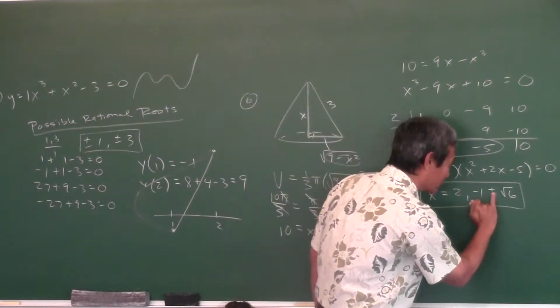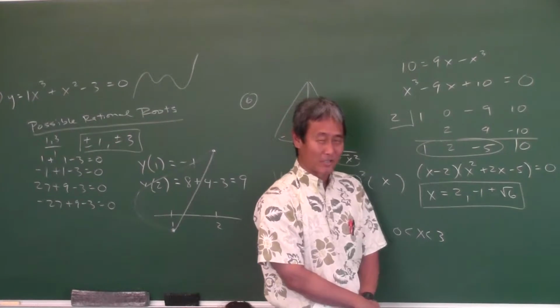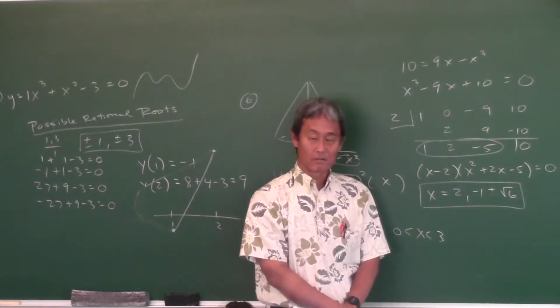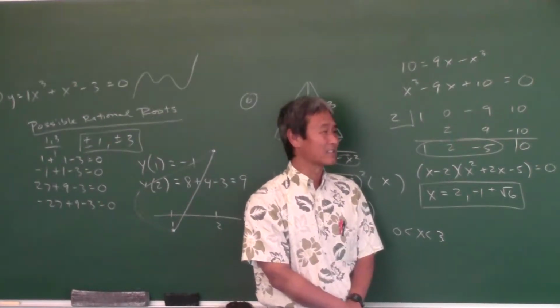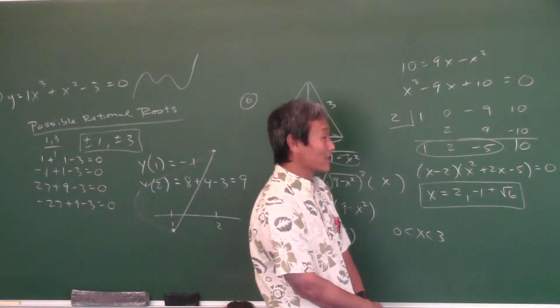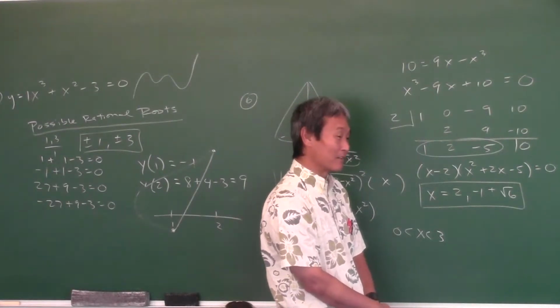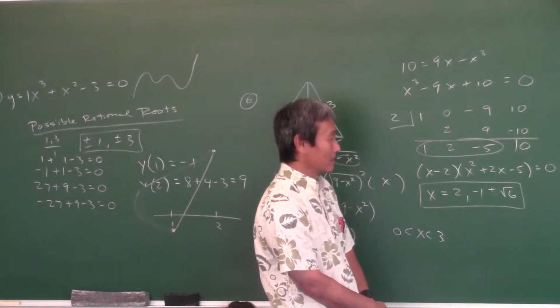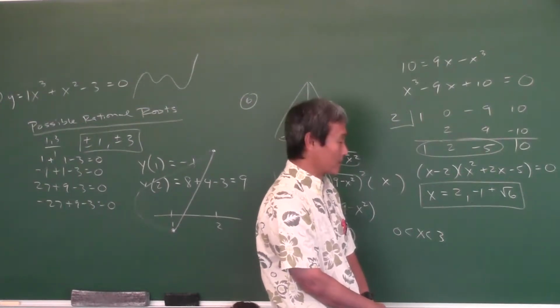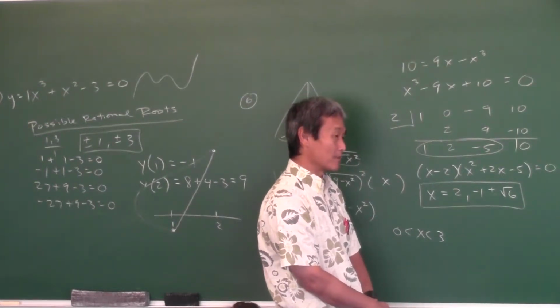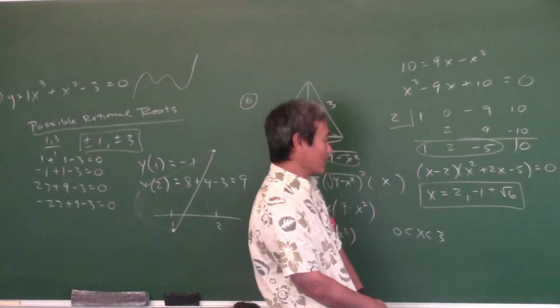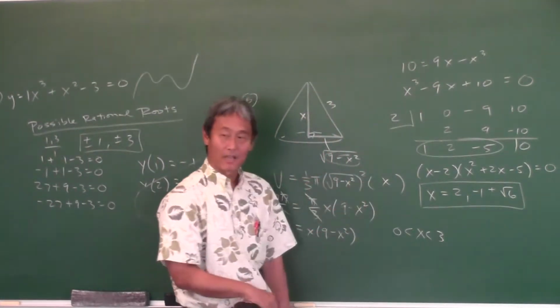Yeah, this one. What about negative 1 plus root 6? Sometimes you gotta cross out more than 1. What is root 6? 1 point something, 2 point something, 3 point something, 4 point something? It's 2 point something. So what's negative 1 plus 2 point something? 1 point something, which is between 0 and 3, so that one's okay.